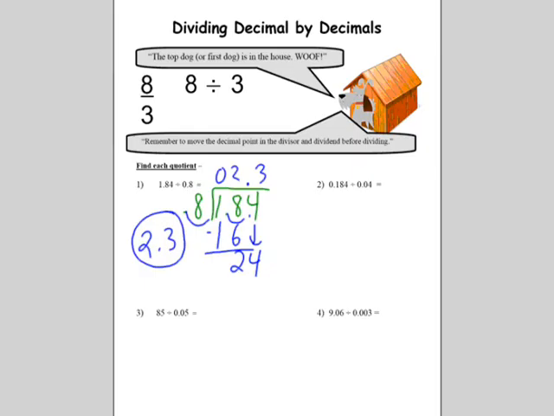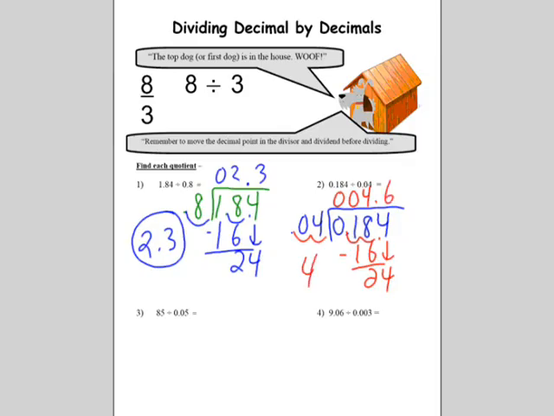Let's do another one. So we'll put your first dog in the house, so that's 0.184, and we're going to divide that by 4/100ths. So the first thing we want to do is make this a whole number by moving our decimal 2 spots to the right, and we're going to move it 2 spots in our dividend. And then it's just a matter of doing long division. So 4 doesn't go into 0, doesn't go into 1, but does go into 18 4 times. Subtract, we get 2, bring down 4, and 4 goes into 24 perfectly, 4.6. And that's our answer, 4.6.